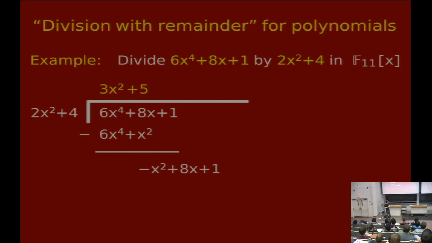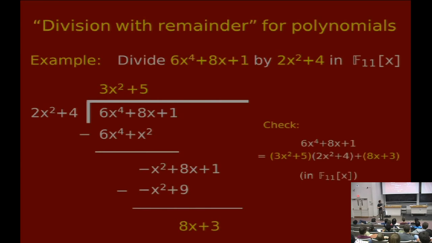So I guess I'll multiply it by 6. No, 5. Darn it, 5. If I multiply it by 5, I get 10x squared plus 20. But we're doing mod 11. So 10x squared plus 20 is the same as minus x squared plus 9. So these match up, and you could subtract. And you get 8x plus 3. And now you're done, because this is like the remainder, and it has degree strictly less than this divisor's degree. The divisor has degree 2, and this remainder has degree 1. Okay, and so you've solved the problem.